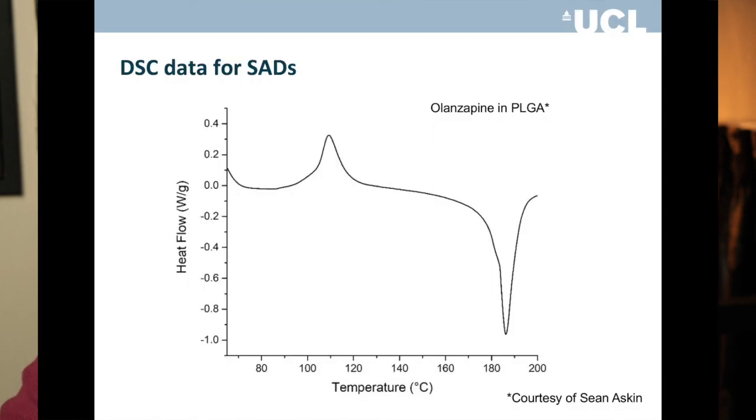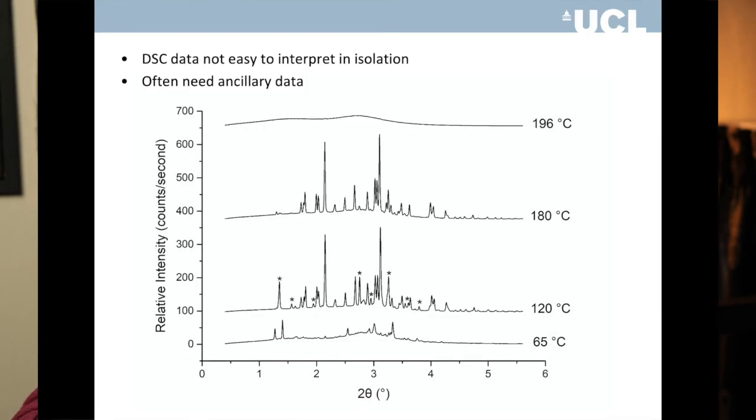If you look back at the DSC trace, I hope you can see that that corresponds to before that exotherm, after that exotherm, before the first melt and before the second melt. And you can see that the material started with a broad halo with some peaks. So the inference from that is it was partially crystalline to start with, but in the main it was amorphous.